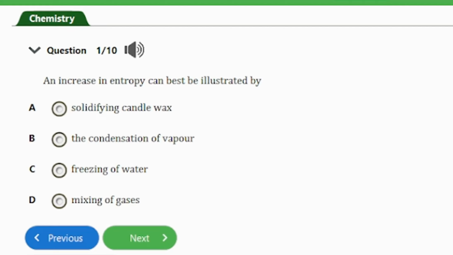It says, an increase in entropy can best be illustrated by A. Solidifying candle wax, B. The condensation of vapor, C. Freezing of water, D. Mixing of gases. The answer to this question is option D, mixing of gases. Entropy is a measure of the disorder or randomness of a system. The mixing of gases results in an increase in this level of disorder, that's the entropy, because the gases become more disordered as they mix. So that's the answer to this question.